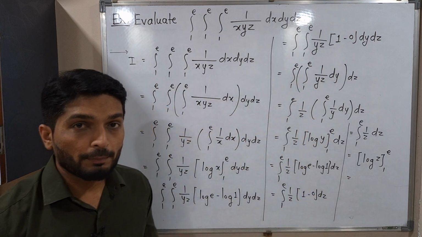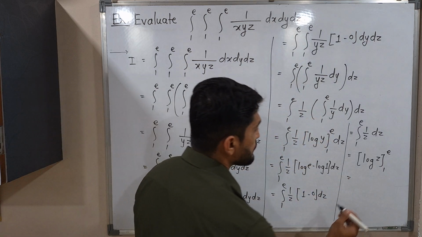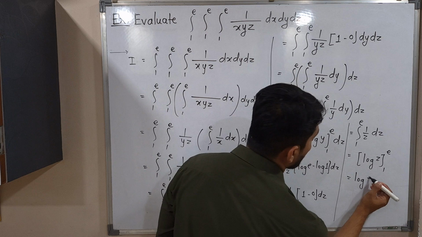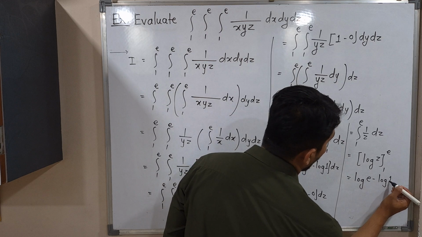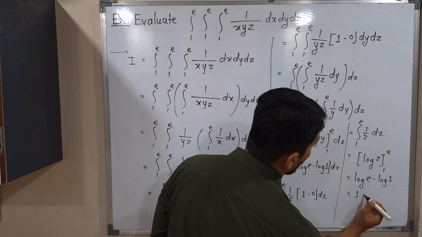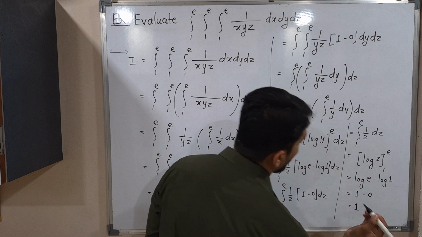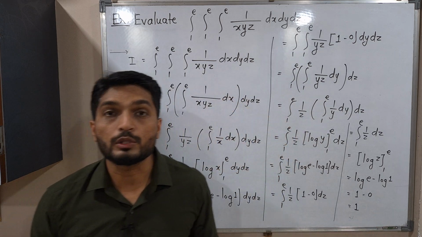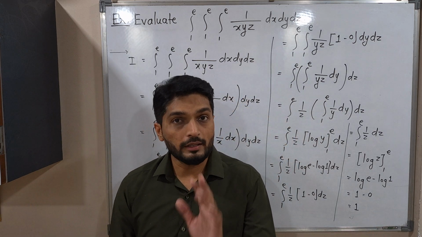I am going to put the upper limit first and then the lower limit. That means we get log e minus log 1. Log e is 1, log 1 is 0, so it is 1. That means the final answer is 1. So in this way we solved this example of triple integration.